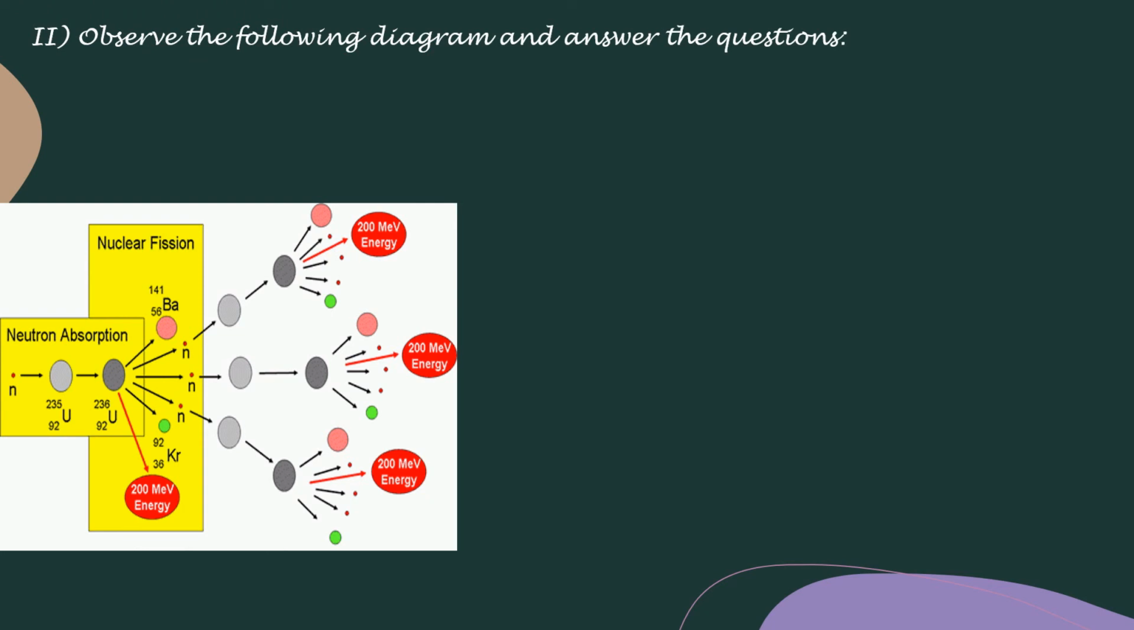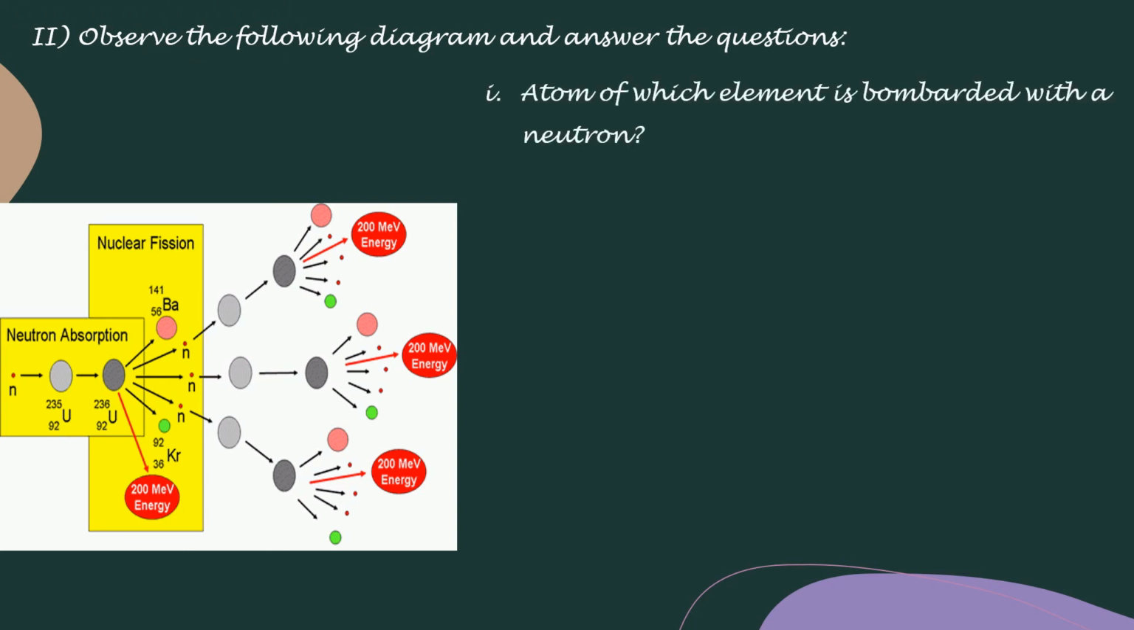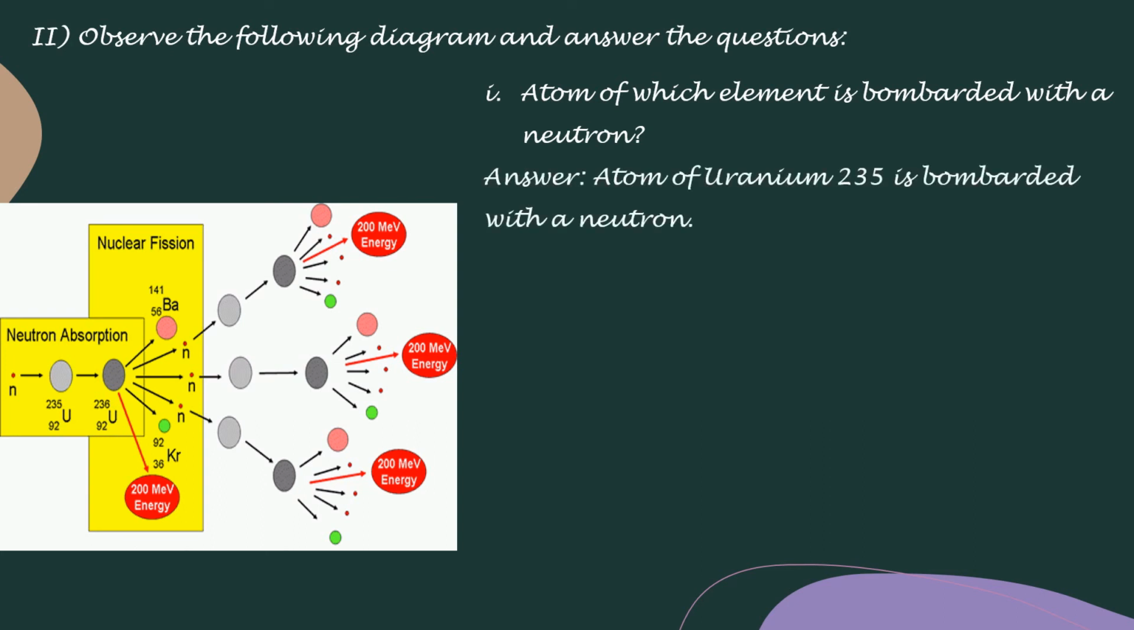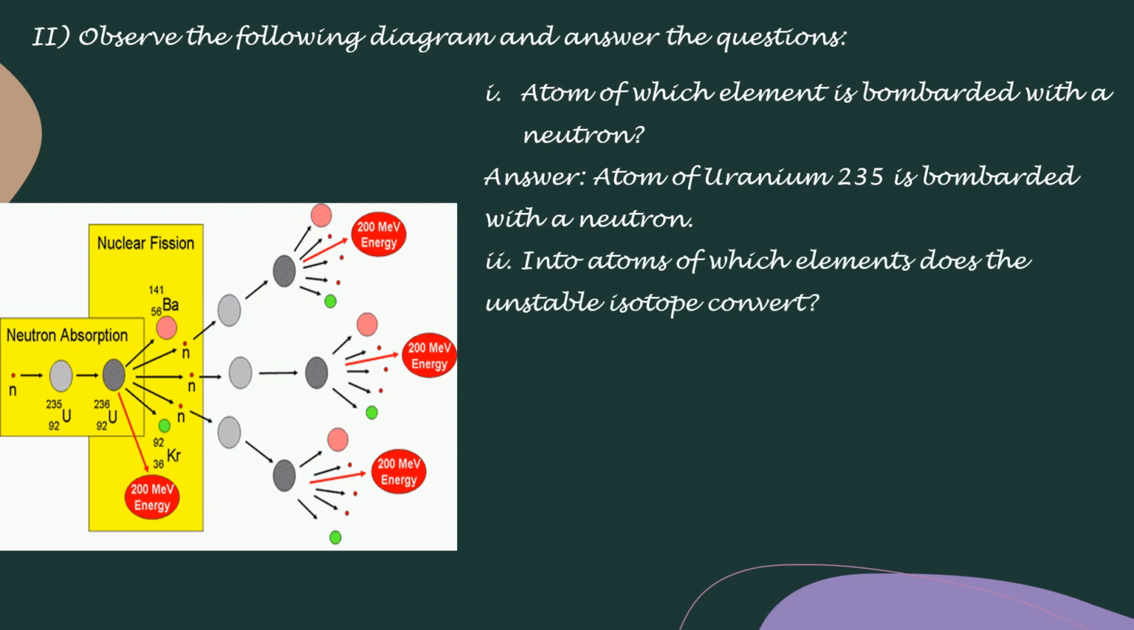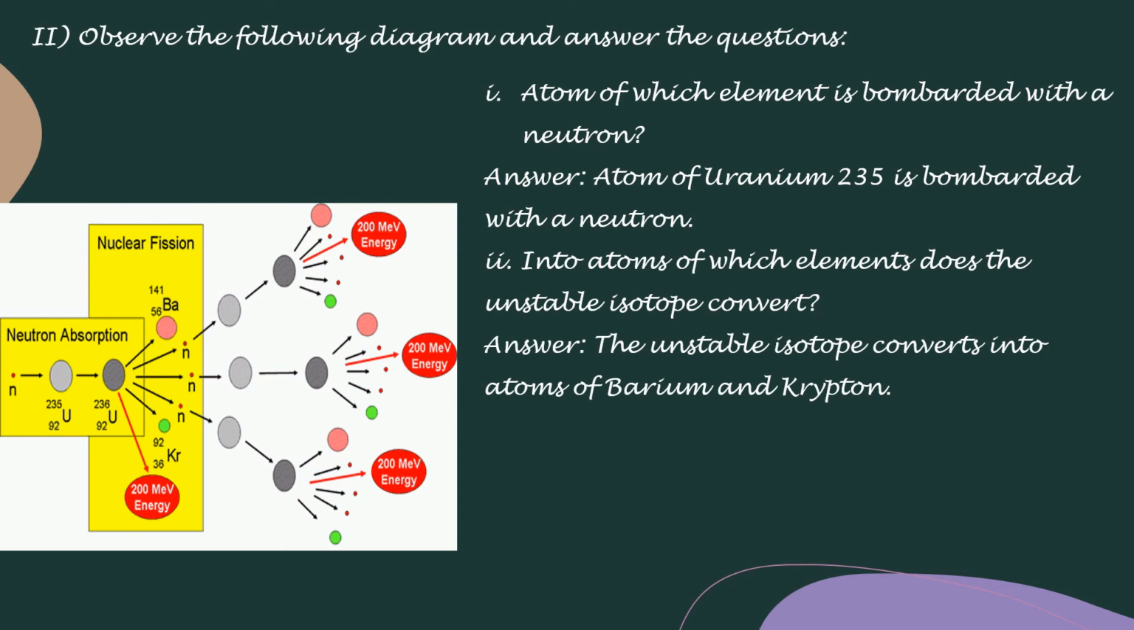Now students, the second assignment is, observe the following diagram and answer the questions. So the first question is, atom of which element is bombarded with a neutron? Yes, atom of uranium-235 is bombarded with a neutron. Now the second question, into atoms of which elements does the unstable isotope convert? Yes, the unstable isotope converts into atoms of barium and krypton.